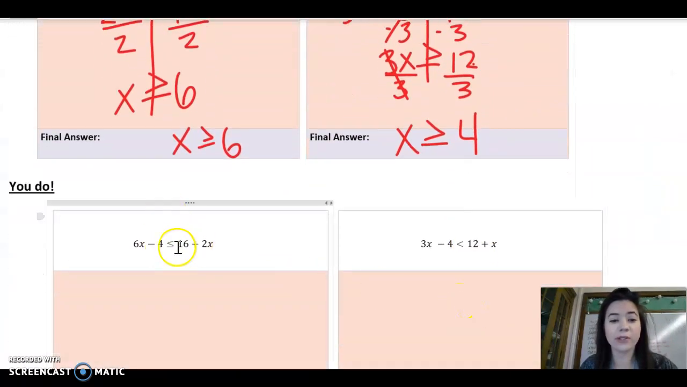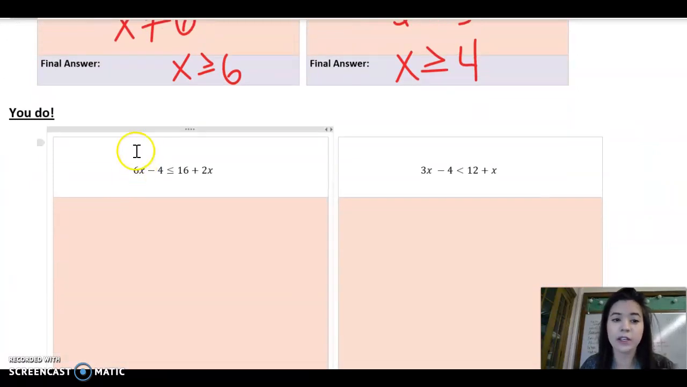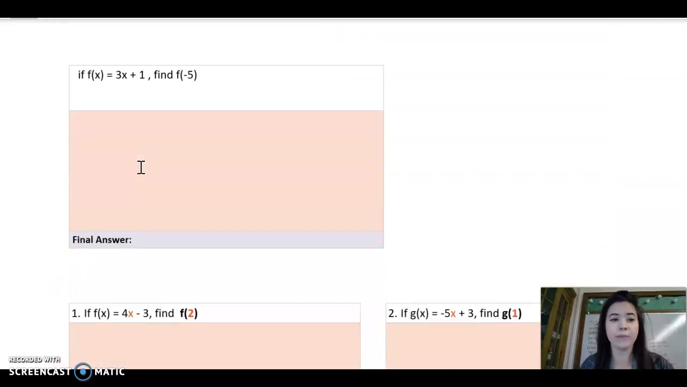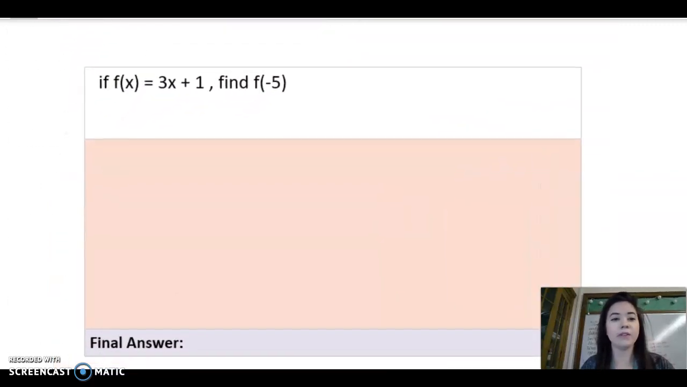Okay, so for this one, hint, hint, 6x and 2x, 2x is smaller, so you're starting by subtracting that to the other side. Okay, we'll do those in a minute. I'm going to model this one now.